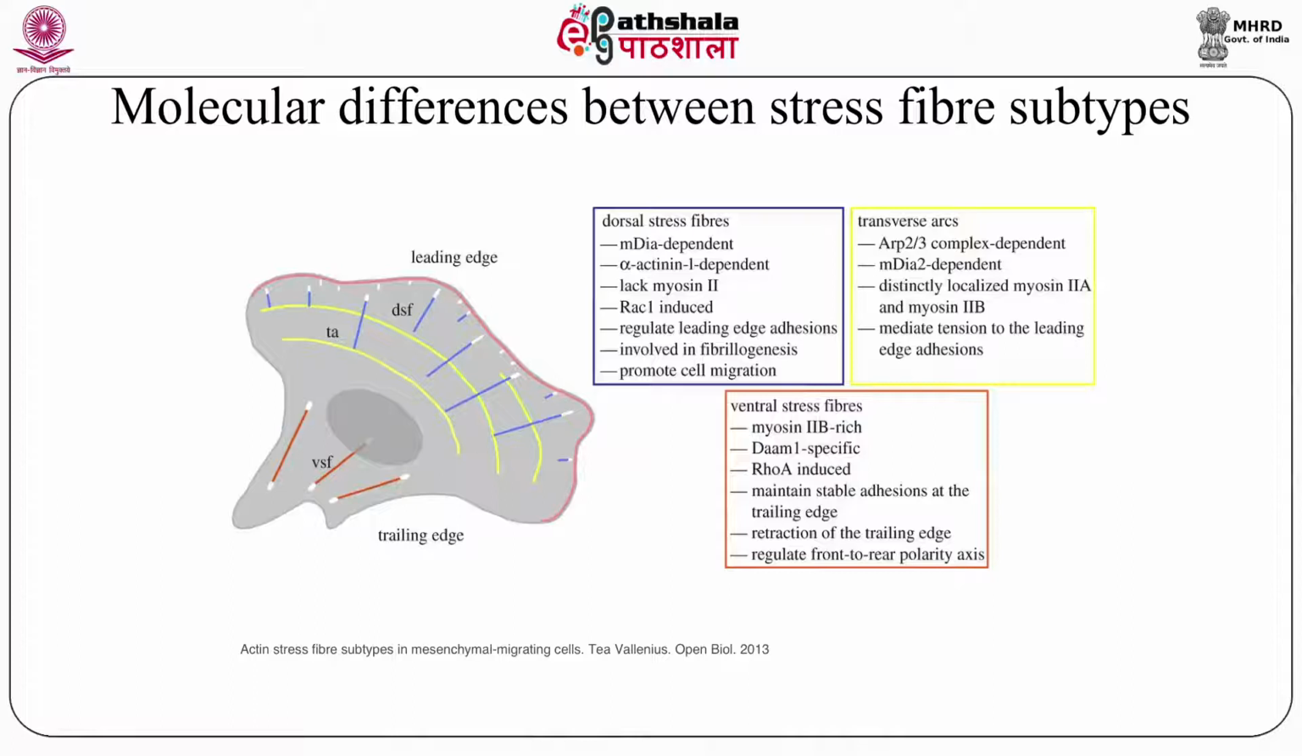RAC1 is a Rho GTPase which induces protrusions at the leading edge. Dorsal stress fibers regulate the leading edge adhesions. They are involved in fibrillogenesis and they promote cell migration.